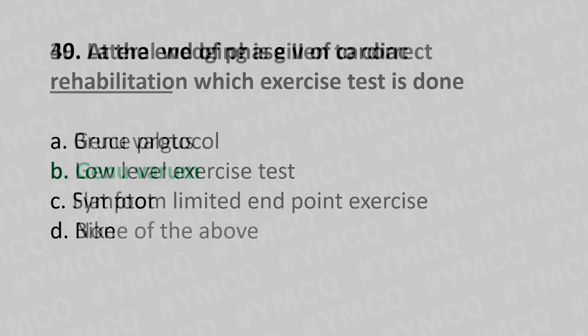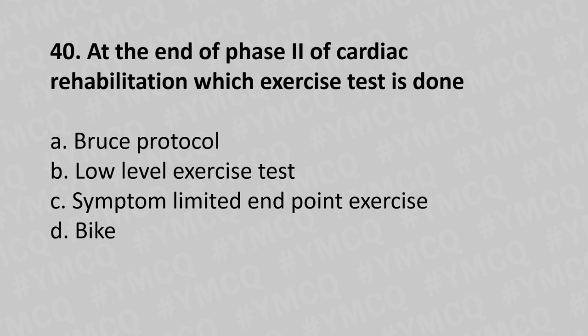At the end of phase 2 of cardiac rehabilitation, which exercise test is done? Option A, Bruce protocol. Option B, low level exercise test. Option C, symptom limited endpoint exercise. Option D, bike test. And the answer is option A, Bruce protocol. Moving to our 41st question.